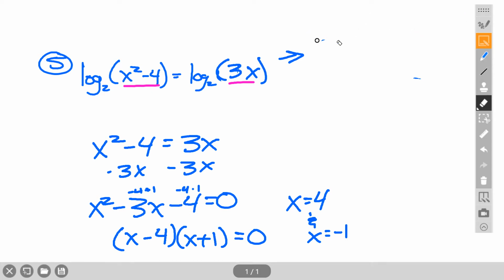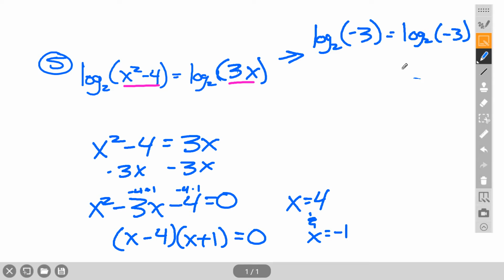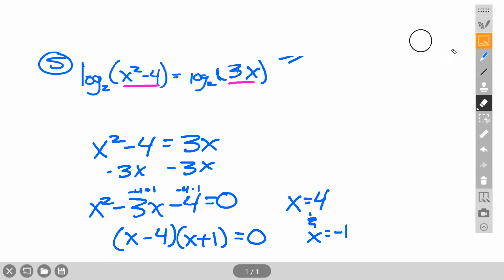But if we see what happens when we try to do negative 1, okay, so I plug in log base 2, negative 1. So negative 1 squared is 1, minus 4 is negative 3, equals log base 2 of negative 3. Now, this is a problem because you can't take a log of a negative number. All right, there's no such thing as taking a log, because what are you going to raise this to get negative 3? What power are you going to raise it to? Okay, so negative 1 is not a solution here. The only one that works is 4.